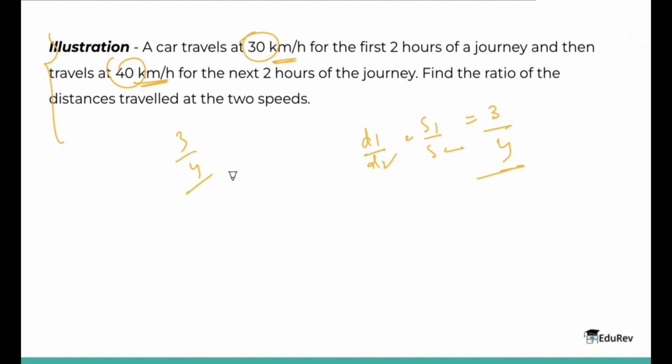As simple as that, because 30 by 40 is nothing but 3 by 4. Correct. I hope you understood this question. Now I want you to solve the question which is displayed on your screen now. I hope you got the correct answer.